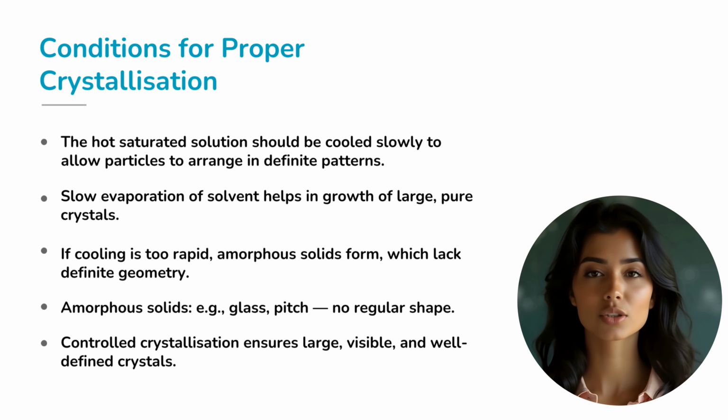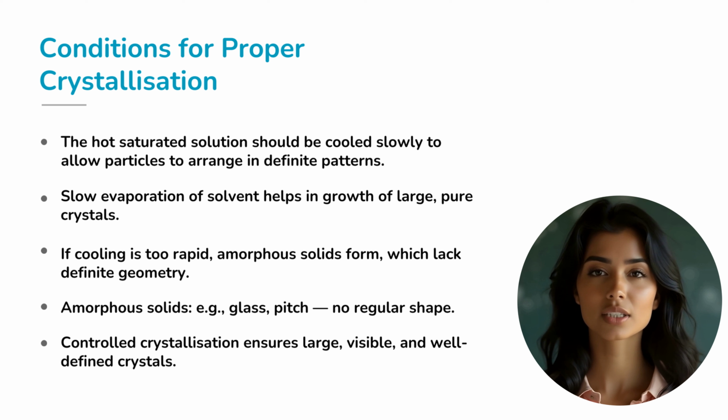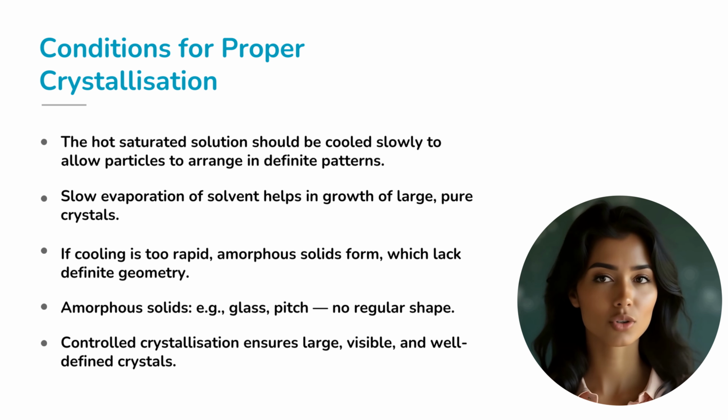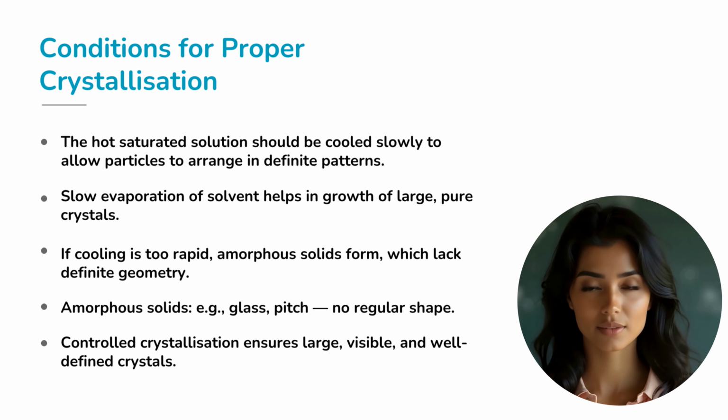If cooling is done too rapidly, instead of crystals, we get amorphous solids. These are shapeless, irregular solids without definite geometry. Glass and pitch are common examples of such amorphous solids. That's why, in order to get large, beautiful crystals, controlled crystallization is essential.